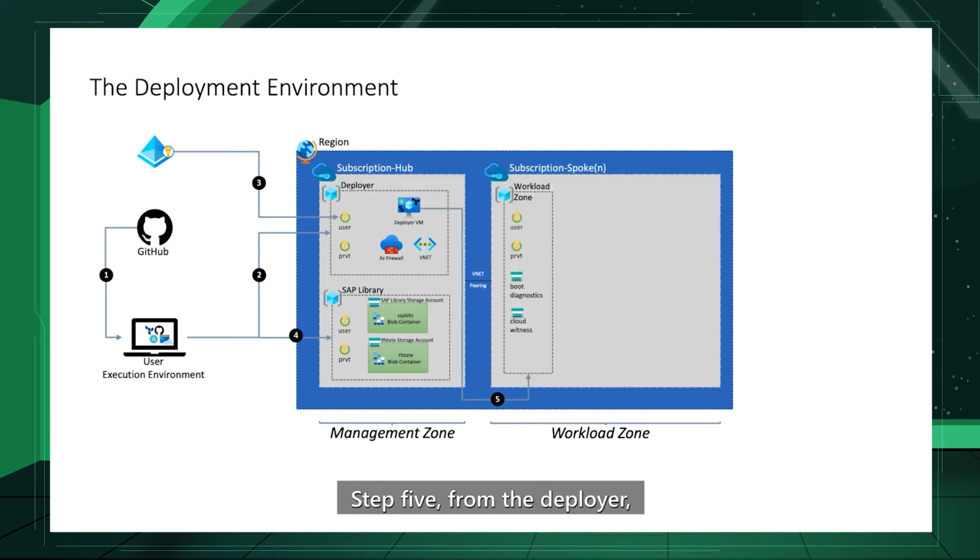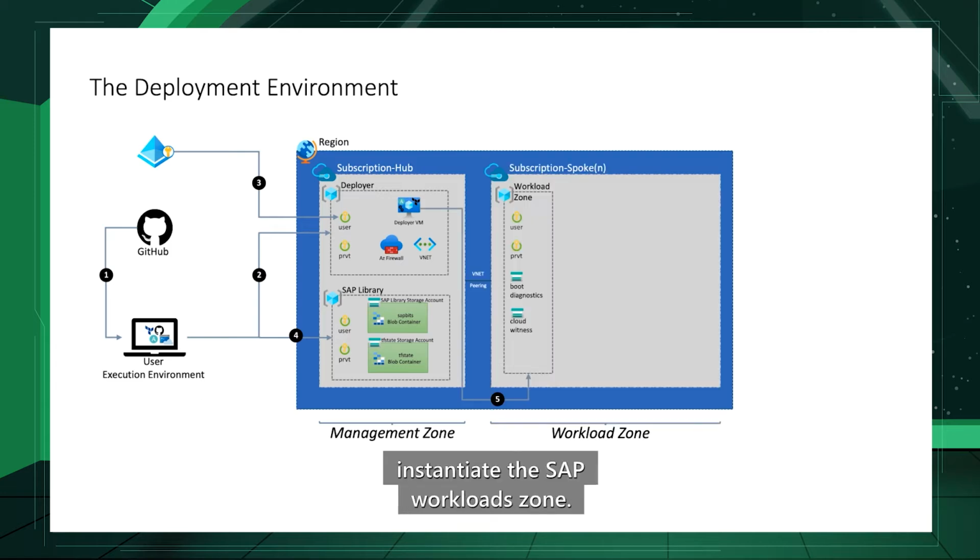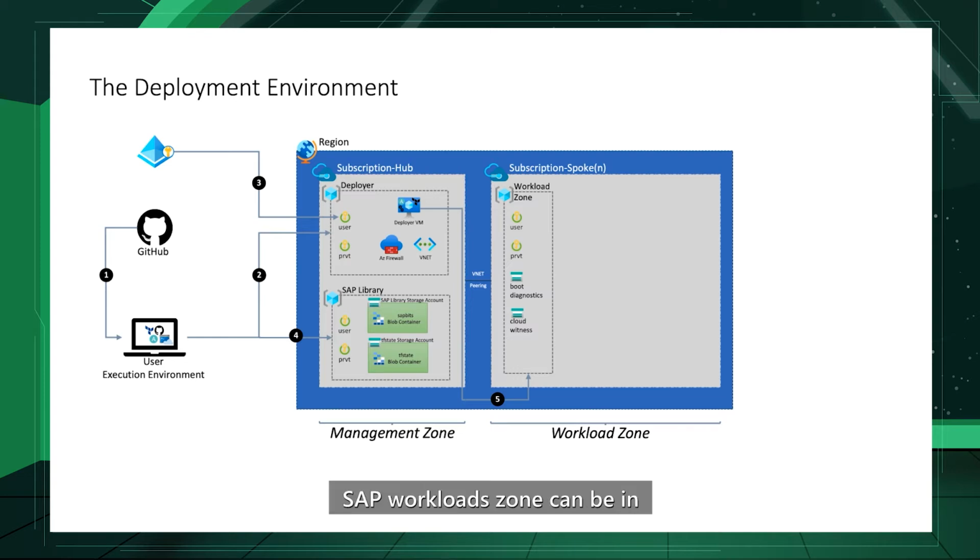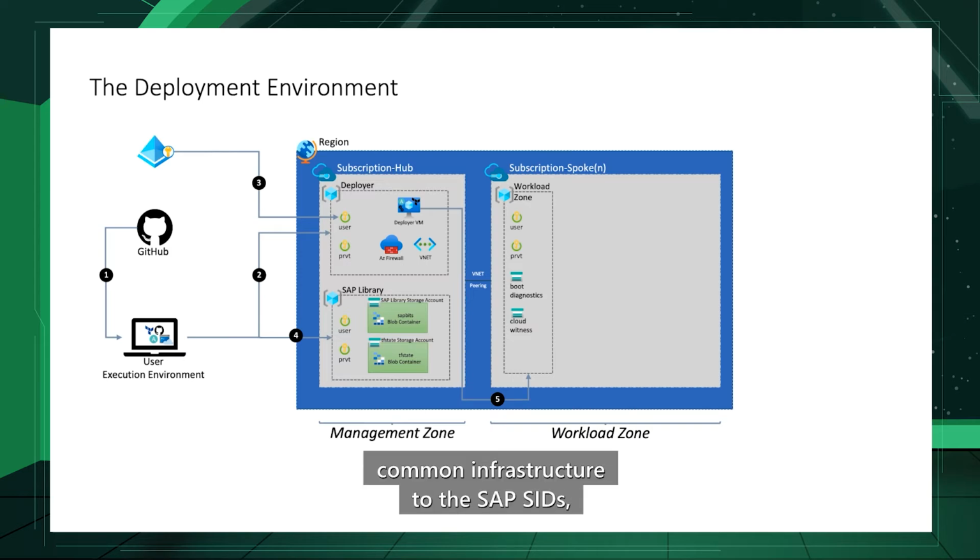Step 5. From the deployer, instantiate the SAP workload zone. The SAP workload zone can be in the same subscription or it can be in a separate subscription. A workload zone is a VNet and common infrastructure to the SAP SIDs that are deployed into the workload zone.